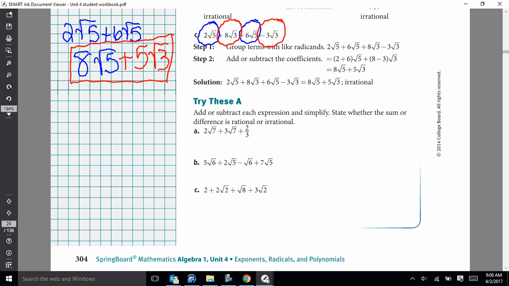Alright, so here we have 2 square root of 7 plus 3 square root of 7. So how many square roots of 7 do we have? 5, right? We have 2, and then we're adding 3 more. So 5 square root of 7. Can we combine that with a 2/3? Can we combine an irrational number and a rational number? No. So then we just leave it be.